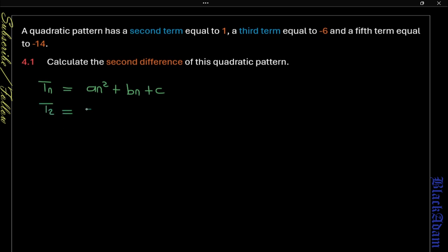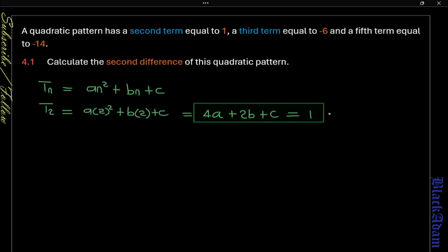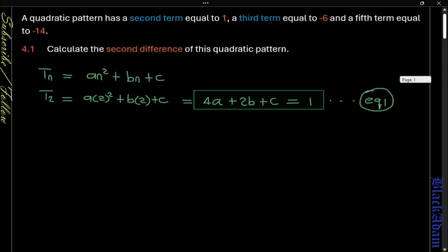So the second term is going to be a(2) to the power 2 plus b(2) plus c. 2 squared is 4, so that's 4a plus 2b plus c. That's the equation, and the value is 1, so you put 1 there. That is our equation 1.